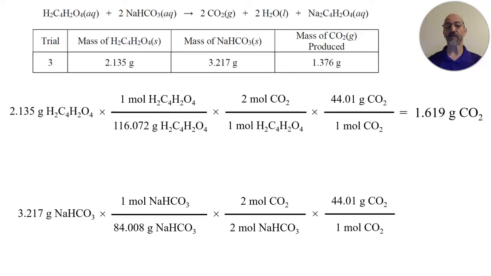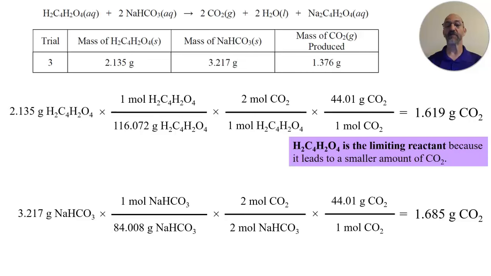And sure enough, when I convert from grams to moles, use the coefficients, and then multiply by the molar mass of CO2, I get 1.685 grams of CO2. So I'm focusing my attention on the smaller amount of product coming from the limiting reactant. Again, maleic acid is the limiting reactant in trial 3 because it leads to a smaller amount of CO2.